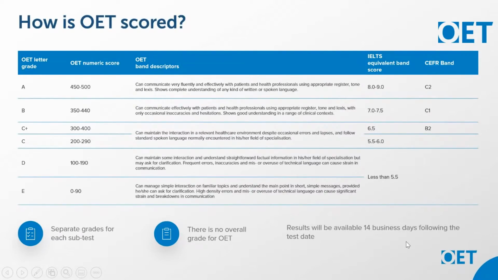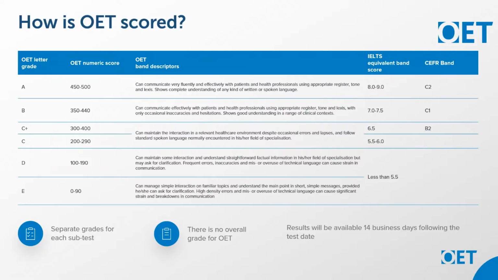At this level, you can communicate effectively with patients and health professionals using appropriate register, tone, and lexis, with only occasional inaccuracies and hesitations. And you can show good understanding of any kind of written or spoken language. And grade B is equivalent to an IELTS band 7 to 7.5, or for those of you who are familiar with the CEFR, a C1 level.